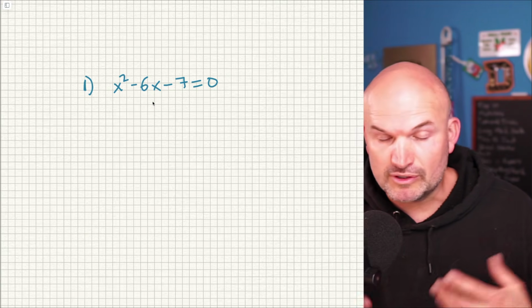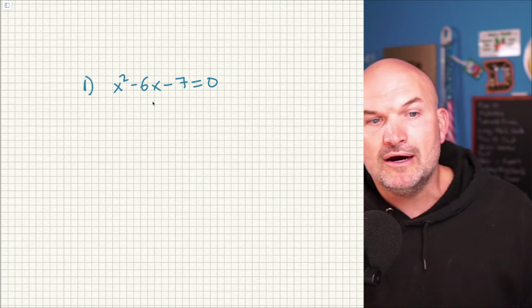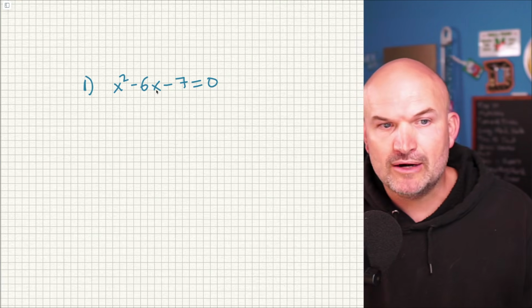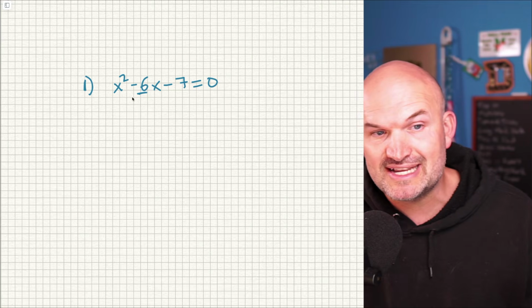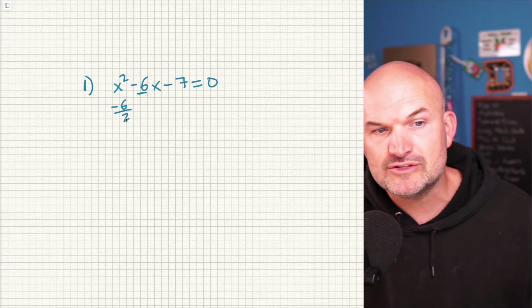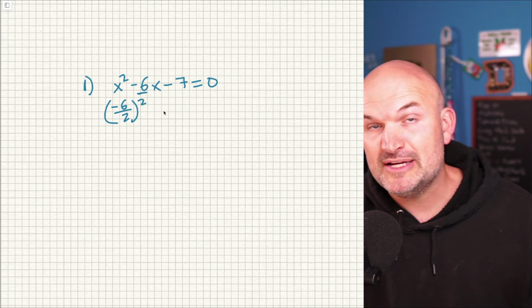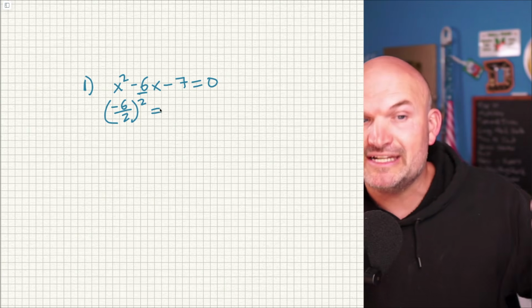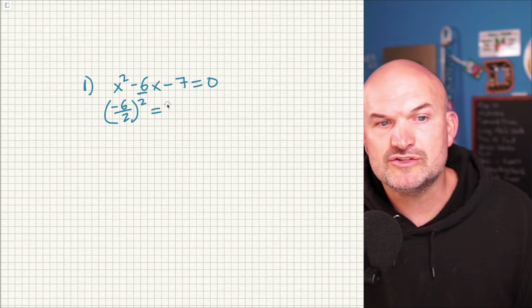And what we want to do for completing the square is create a binomial squared, or a perfect square trinomial. So to do that, we're going to take our middle term, which in this case is a -6, and square half of it. So I'm going to take -6 divided by 2 and square it. Now, -6 divided by 2, I'm going to do this in my head, is -3. -3 squared is going to be 9.